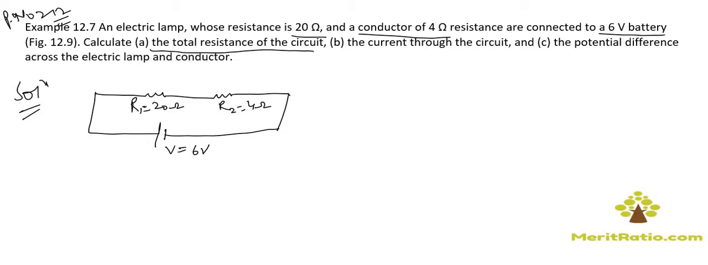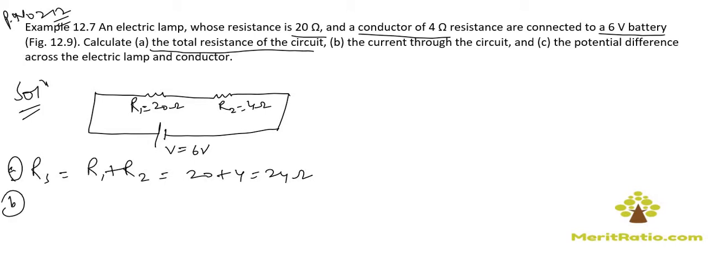So we are required to just find the equivalent resistance, because these two are connected in series. So equivalent resistance will become R1 plus R2, that will become 20 plus 4. This is how much? 24 ohm. This has become our A. B, the current through the circuit.